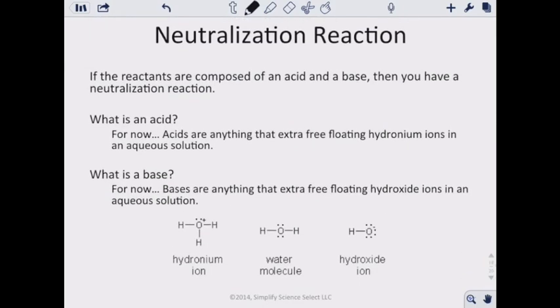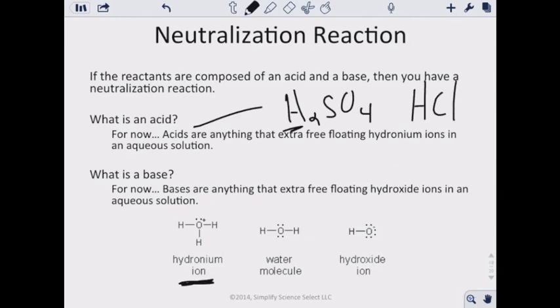And then a neutralization reaction: if the reactants are an acid and a base, then you have a neutralization reaction. If you put an acid and a base together, you neutralize it. That's what we call a neutralization reaction. So what is an acid? For now, acids are anything that has extra free floating hydronium ions in an aqueous solution. You can think of it generally as anything that starts with hydrogen, like H2SO4. Guess what? It's probably an acid. Or HCl, that's an acid, it starts with H.